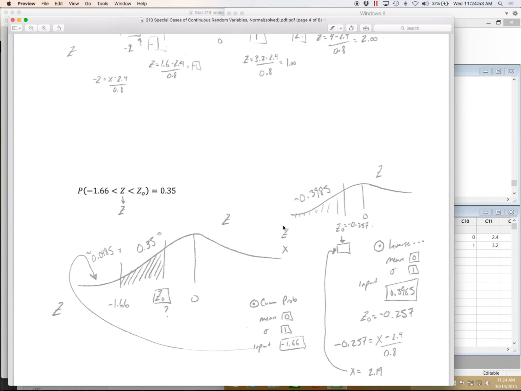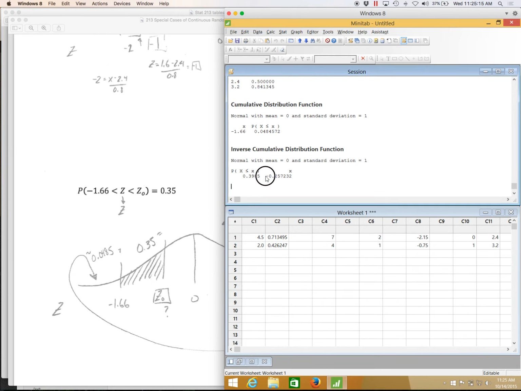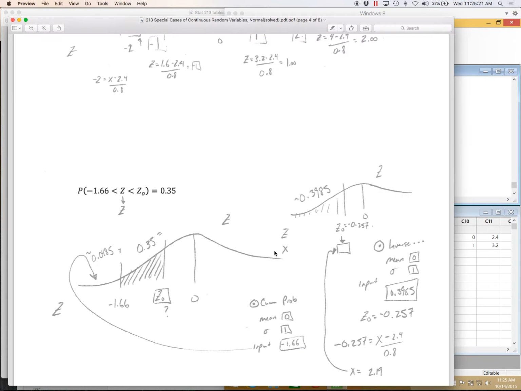So here I've got the area, I want the value. When you have the area and you want the value, you need to use the inverse cumulative option. If I'm talking about Z's, the middle is 0, the spread is 1, and the cumulative area I said was 39.85, if I remember it correctly. I hope that's right. Then the corresponding Z value is negative 0.258, or negative 0.257.